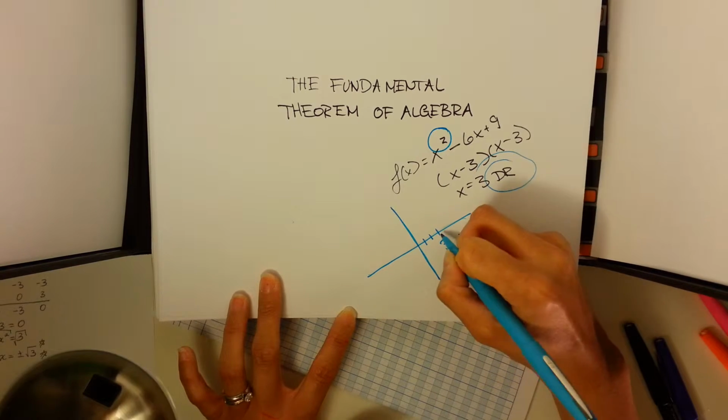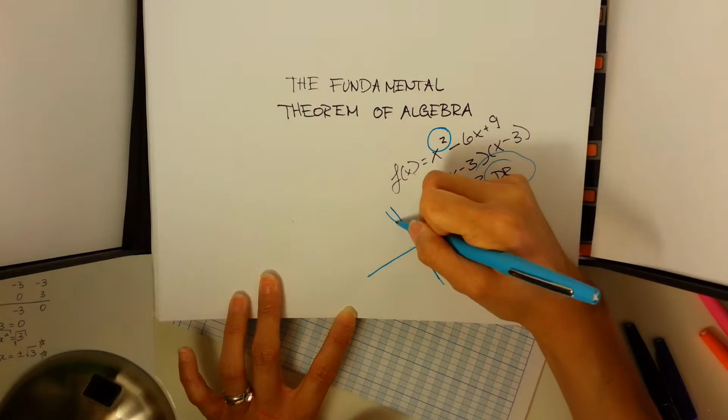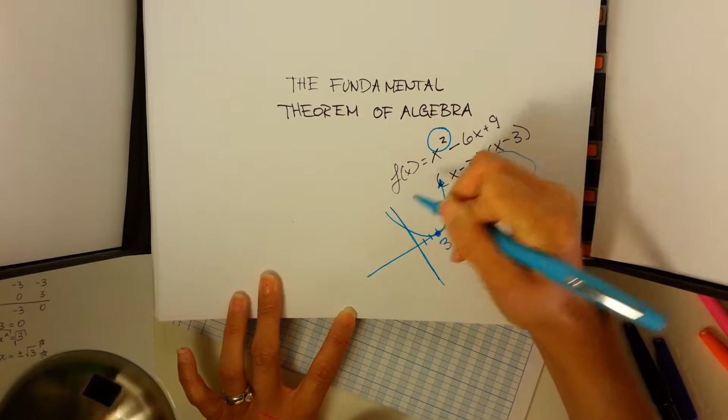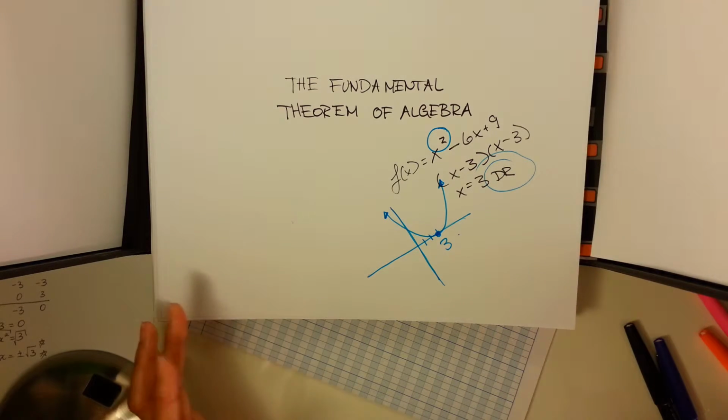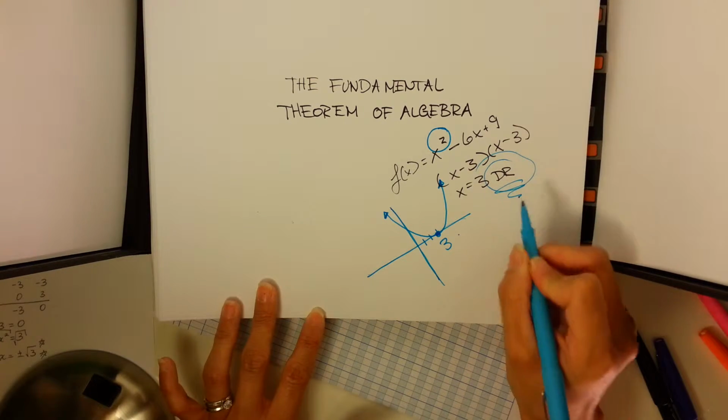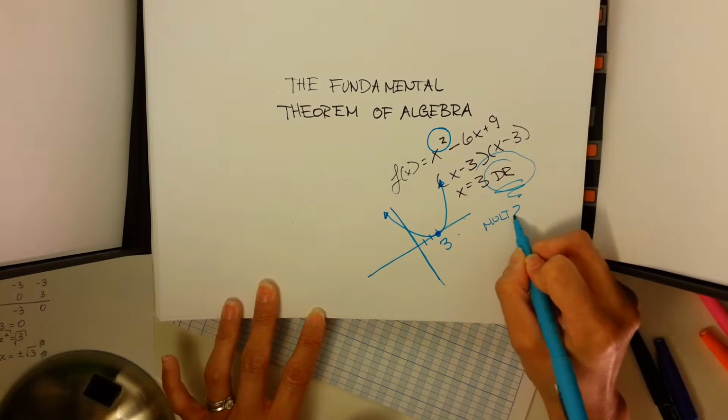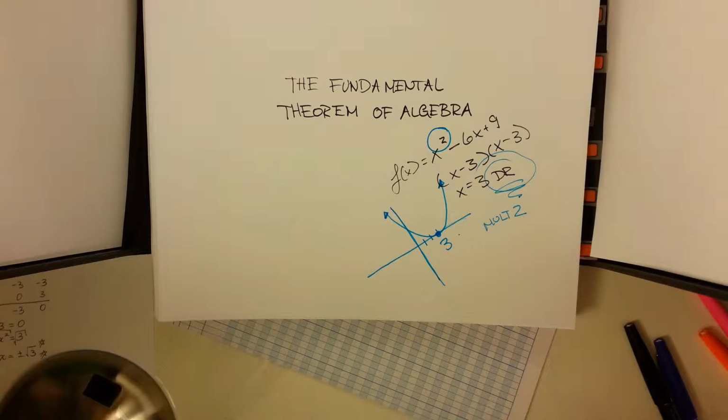So yeah, technically, really, this function, for example, has only like one real root there, but it counts twice, right? This is multiplicity of 2, right?